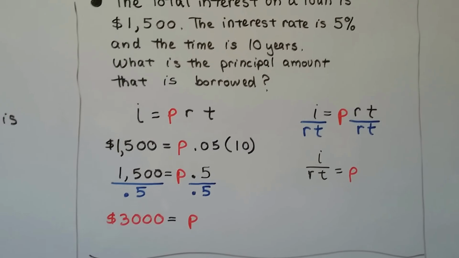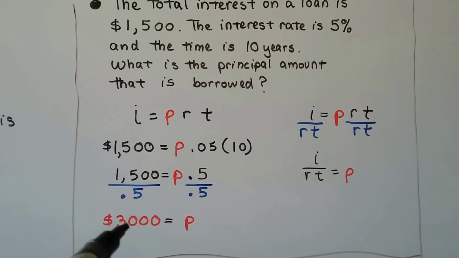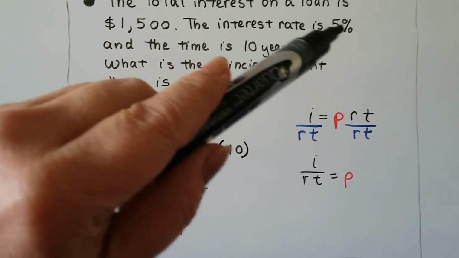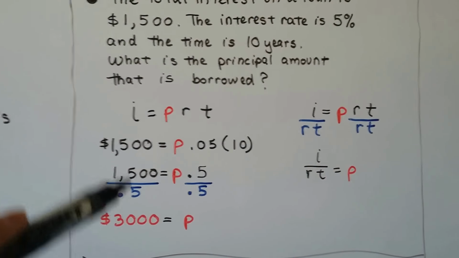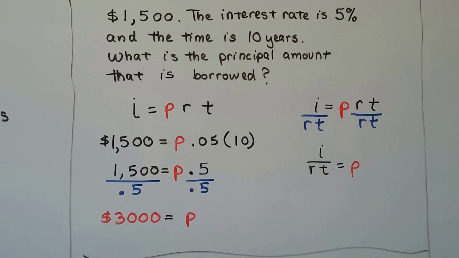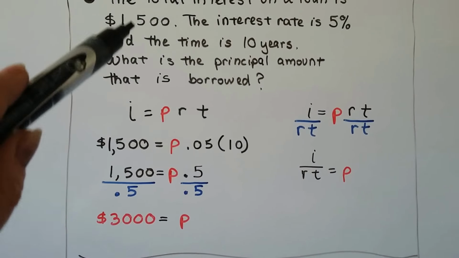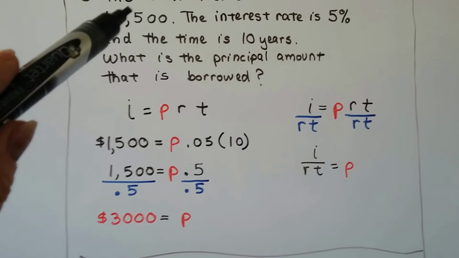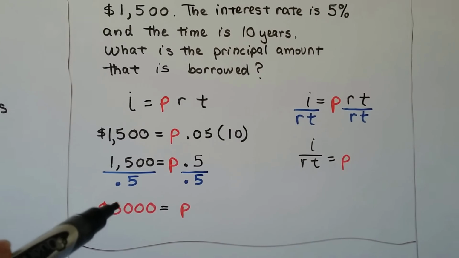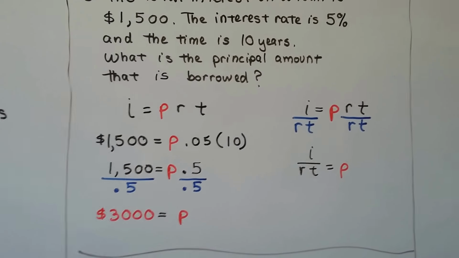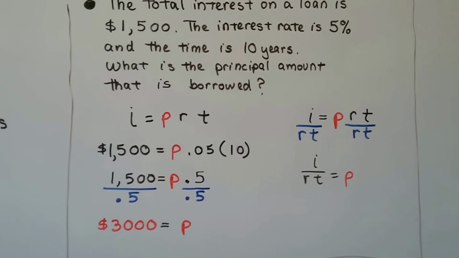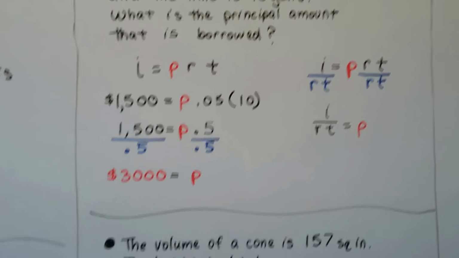This poor person borrowed $3,000 over 10 years at 5% interest, and the interest that he paid on the loan ended up being $1,500. So that means if he borrowed $3,000, he had to pay back $4,500. Oh, be careful when you borrow money, right?